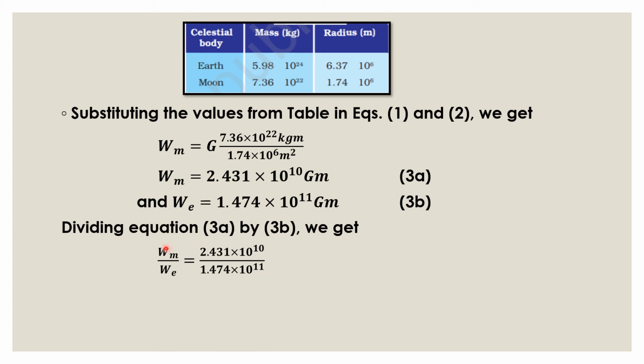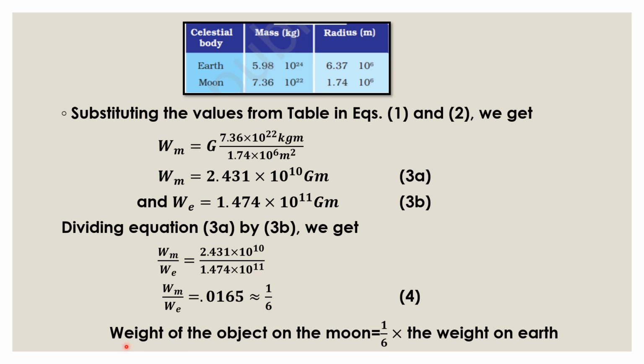So we get Wm upon We, that is weight of moon upon weight of earth, equals 2.431 into 10 to the power 10 divided by 1.474 into 10 to the power 11. We get approximately 0.165, which is equal to 1 by 6. So we can say that the weight of the object on the moon is equal to 1 by 6 the weight on the earth. So now you can understand why in the first slide 1 by 6 was there.